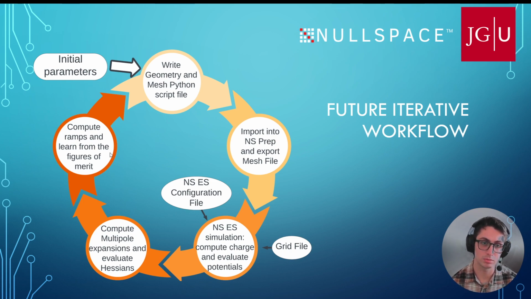And then eventually we are intending to use maybe some reinforcement learning or some other machine learning tools that will allow us to learn from those figures of merit something about the initial physical parameters, the dimensions, which were the initial parameters to the geometry and mesh Python file. Once we have learned something from the figures of merit, we would change those initial parameters and run another iteration again.